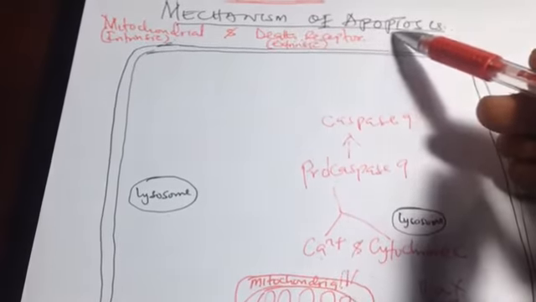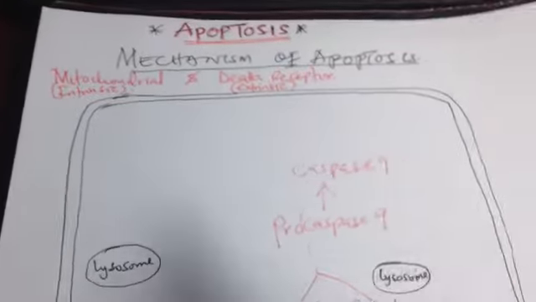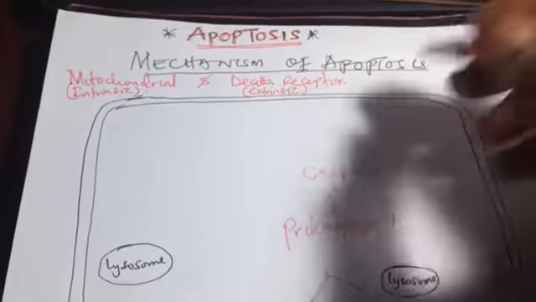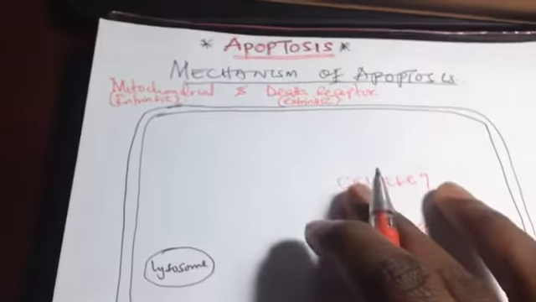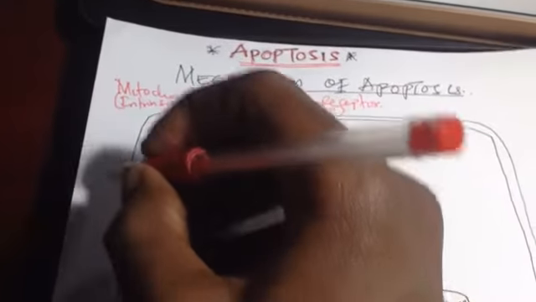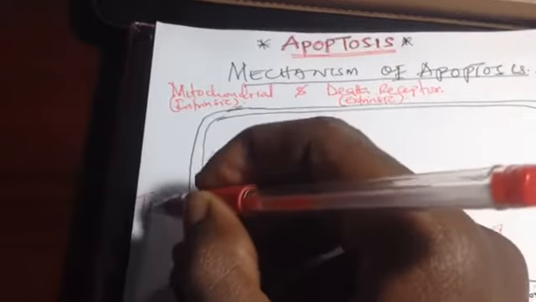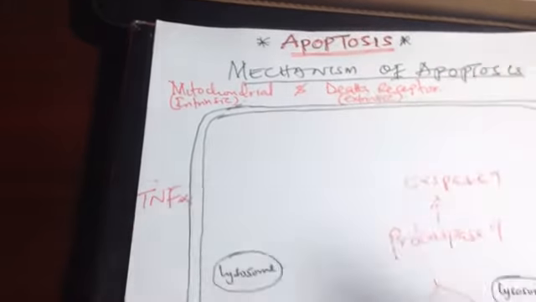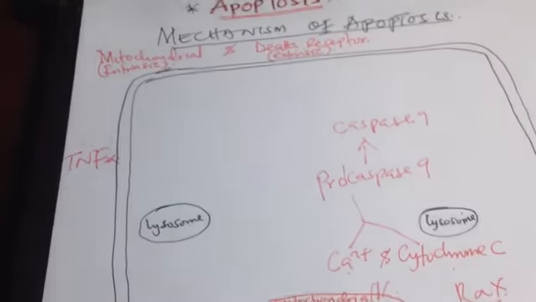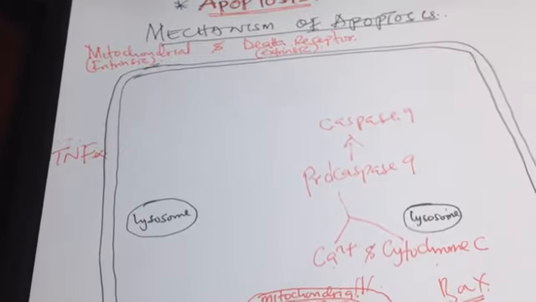Then we are going to now see the extrinsic pathway, that is the pathway in which the signal of the apoptosis is coming from outside. In the extrinsic pathway, most importantly, we have a molecule called TNF alpha. Most importantly, this TNF alpha is produced by our immune system.